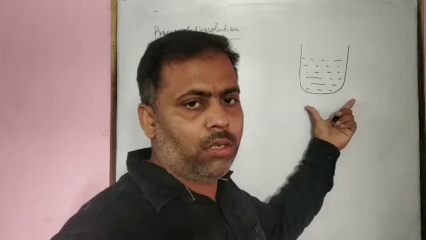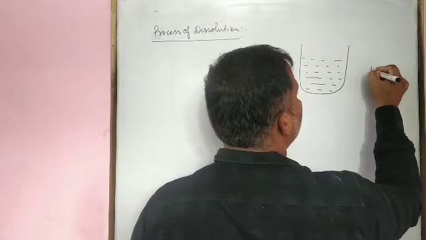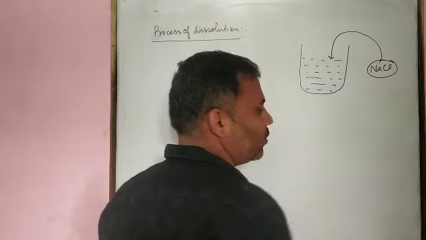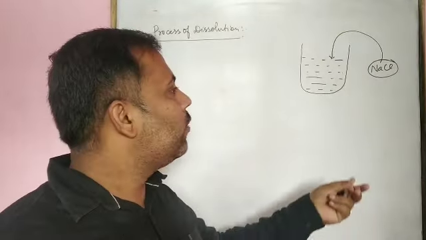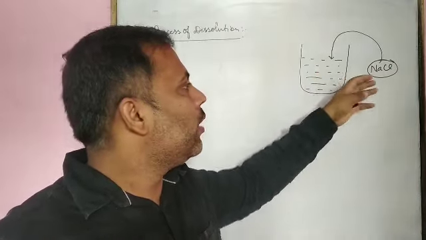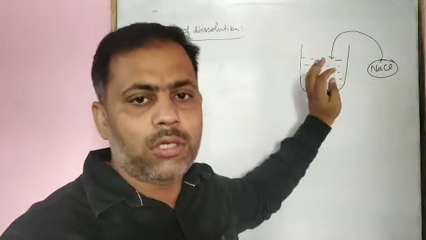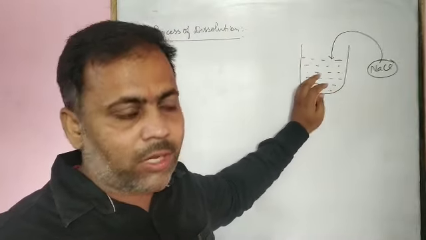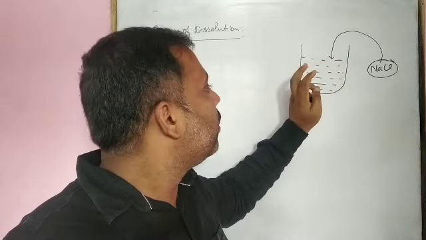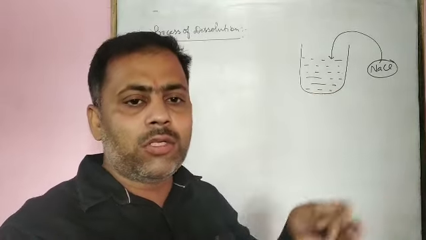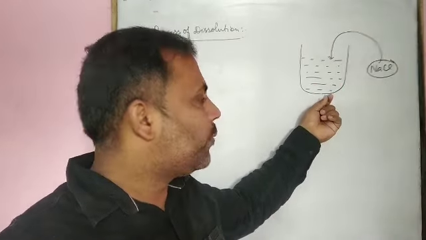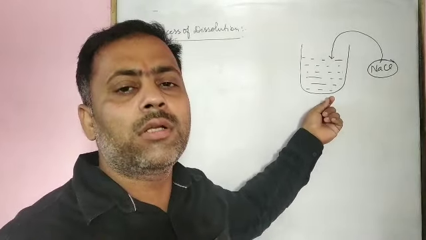What happens if we want to dissolve sodium chloride into this water? First of all, what is happening here? If we add sodium chloride to this water, then more and more sodium chloride is dissolved into it. At the same time, the sodium chloride which is dissolved in water will collide with the other sodium chloride in the water and it will precipitate. That process is known as crystallization.